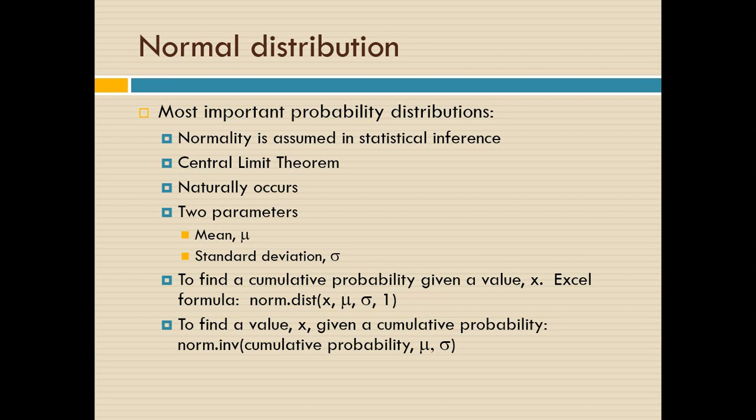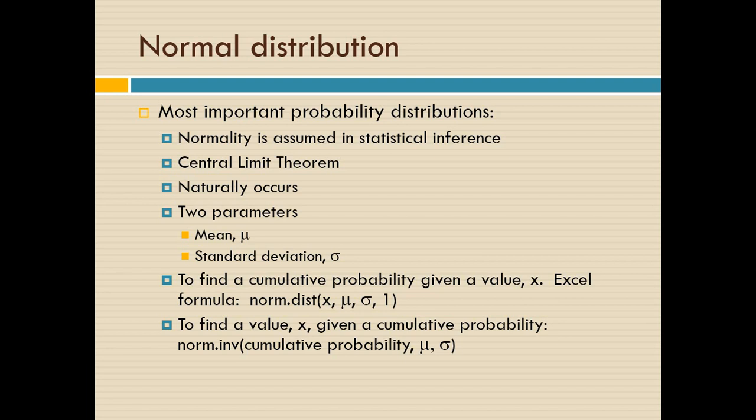So the normal distribution has two parameters. Just because you say something is normally distributed, that's not enough information. You also have to talk about the two parameters, which are the mean, which is the middle, and the standard deviation, which is how much variability or how big the tails are.